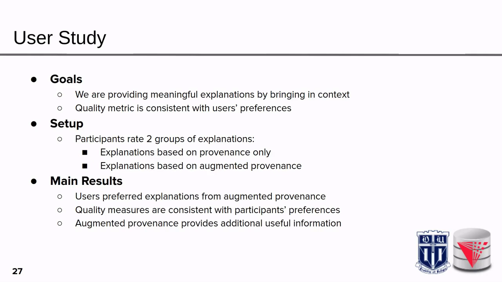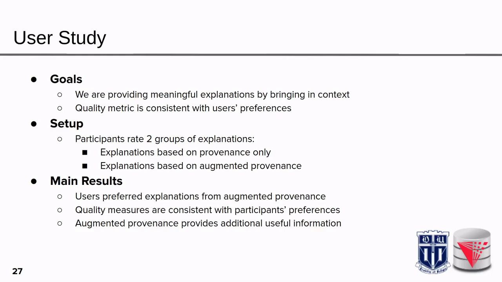In the user study, we asked users the same question presented in the previous slide for the Golden State Warriors winning records. The goal is to evaluate if we are providing meaningful explanations by bringing in the context, and also to see if our quality metric is consistent with users' preferences.